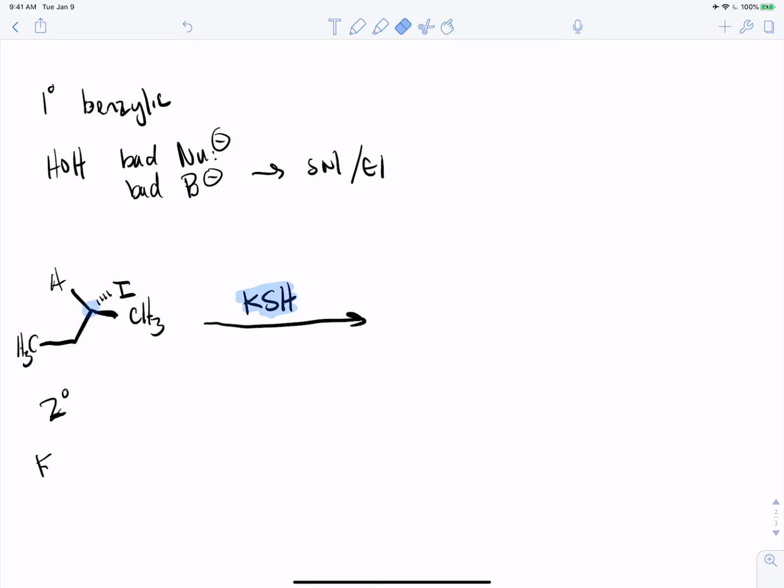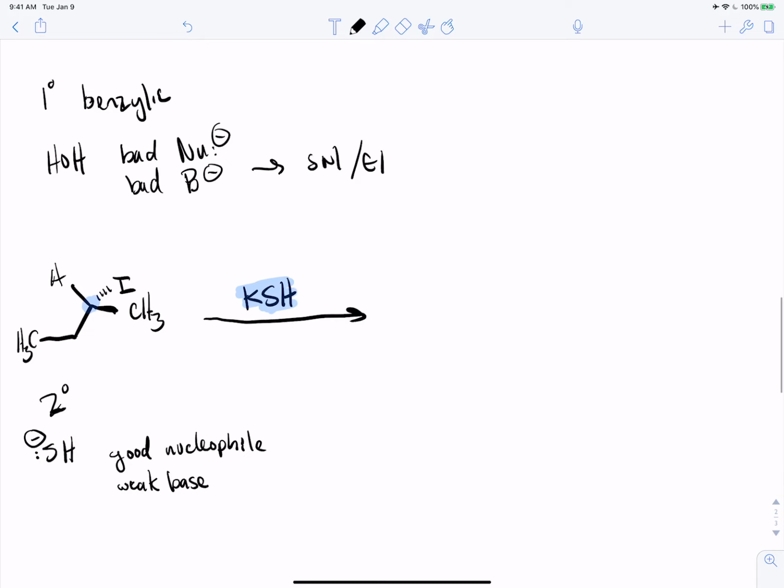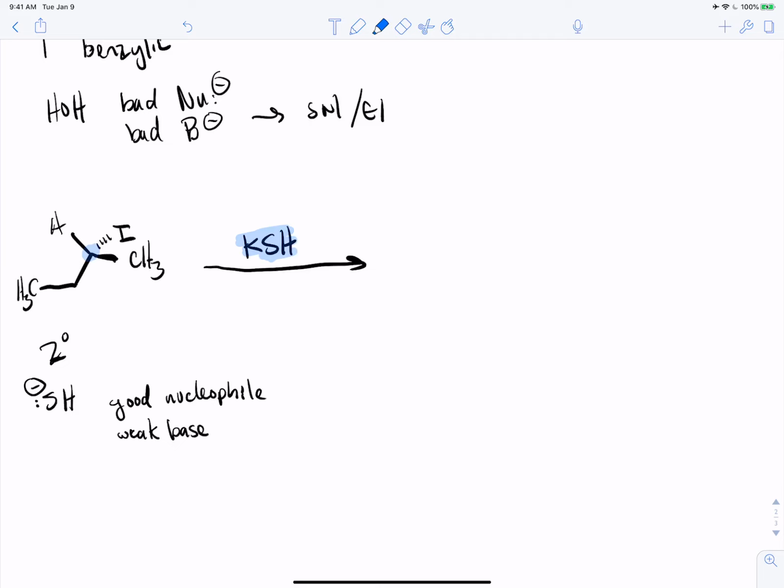So remember, potassium is just a countercation, so we're just looking at the counter anion here. And this is a very good nucleophile, but it's not a very good base. We're just going to call it a bad base. It's not a strong base, right? So it's a weak base. Weak is a better word to use than bad. Okay, but good nucleophile, weak base.